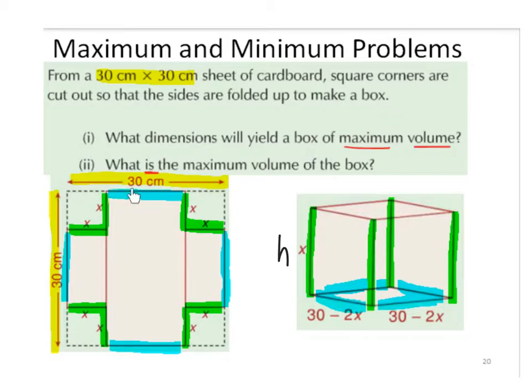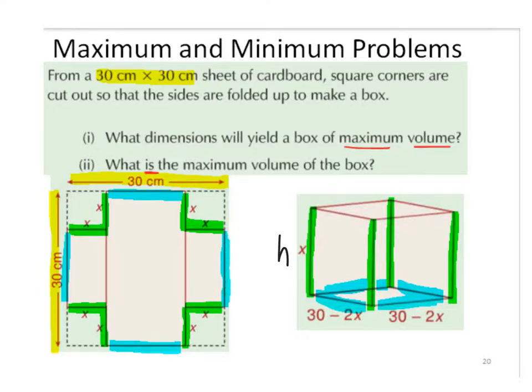Okay, so we also need to work out what this length is here in blue. So if from this corner right away the way across to this corner is 30 centimeters, and we know that from here to here is x, then from here to here is also x. And if from here to here is x, then from here to here is also x. Then this blue part is going to be 30 minus x minus x, which is going to be 30 minus 2x. So the base of our cuboid will be 30 minus 2x.